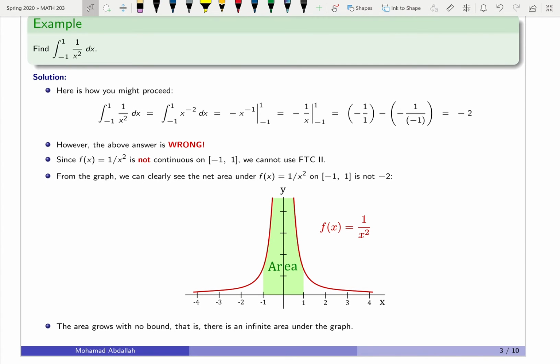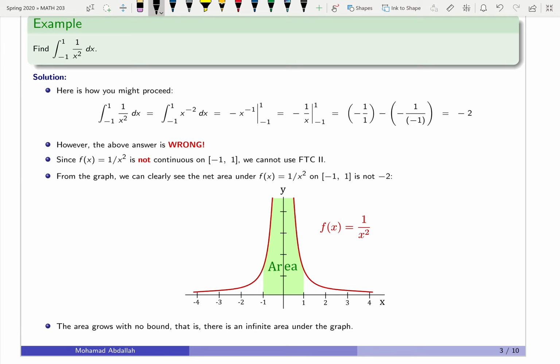Well, here's the reason why this is wrong. Let's look at the graph of 1 over x squared, which you can see here, and we are looking at the area between -1 and 1. Well, this area doesn't seem like it's equal to -2, because it's positive, so it cannot be negative since it's above the x-axis. Moreover, the area seems to be going to infinity because it's not bounded. That's going to keep going.